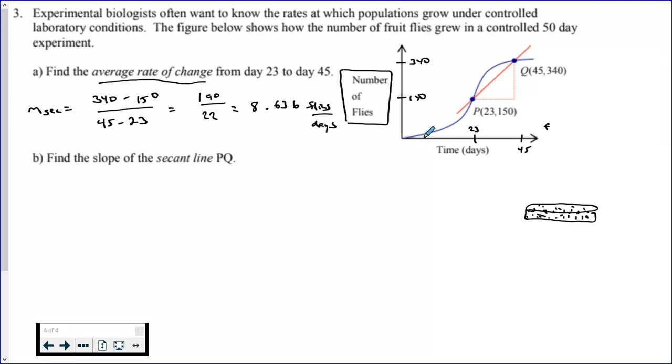Now, we know that it's not constant like that because it's not a straight line. The curve isn't this line, right? The curve is the curve. But we're saying this is the average rate of change over that interval from day 23 to day 45.